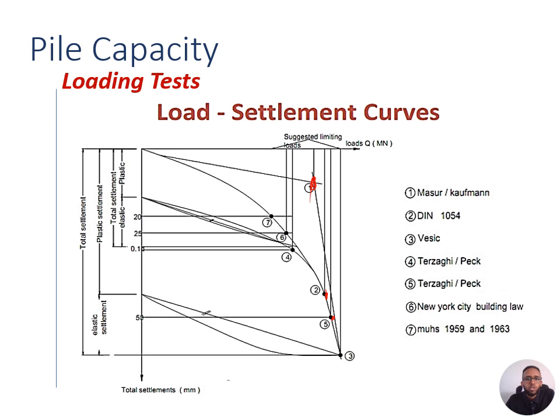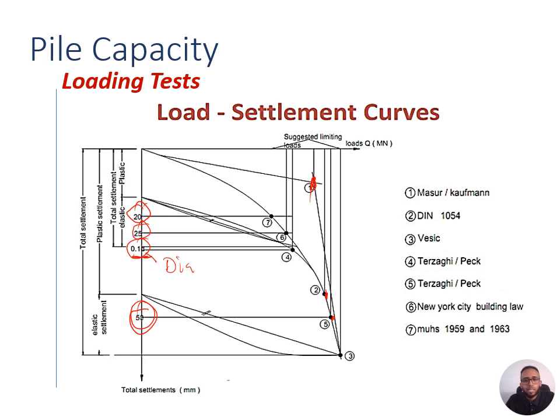the limiting load can also be determined based on specific total settlement criteria. For example, 0.1 times of the pile diameter, or you can take a maximum settlement, which is 50 millimeter or 25 millimeter or 20 millimeter, based on what the scientists suggest. You can see that value on the y-axis. We intersect with the type of method. For example, if you take number 4, which is the Terzaghi and Peck method, it says 0.1 times of D. D means the diameter of our pile. For example, Terzaghi and Peck, number 5, which states 50 millimeter. 50 millimeter is the limiting settlement.